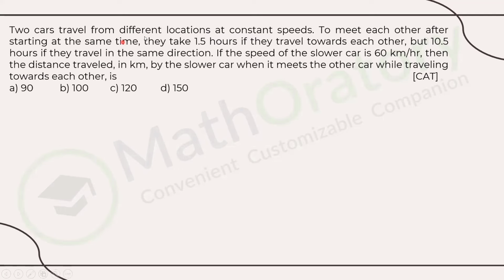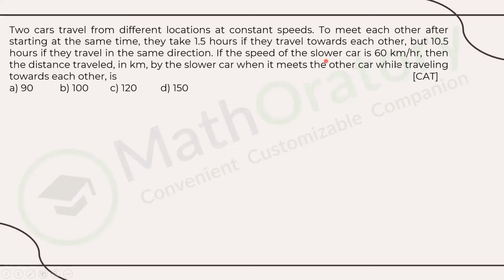So we have two cars traveling from different locations at constant speeds. Nothing has been mentioned in terms of the location, don't wander on it. So basically two cars are traveling on uniform speeds to meet each other after starting at the same time. In order to meet each other, they take 1.5 hours if they travel towards each other. So relative speed idea, right? Towards each other, sum of speeds, but 10.5 hours if they travel in the same direction, relative speed, difference of speeds. So we're getting an idea in terms of relative speed for the first information that we have.